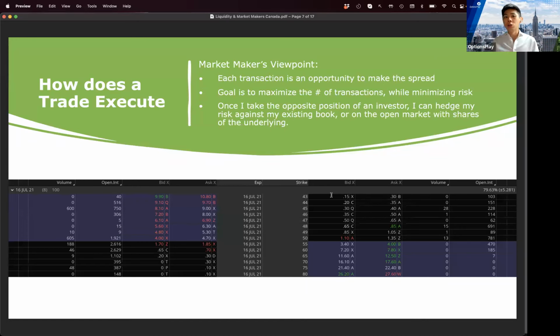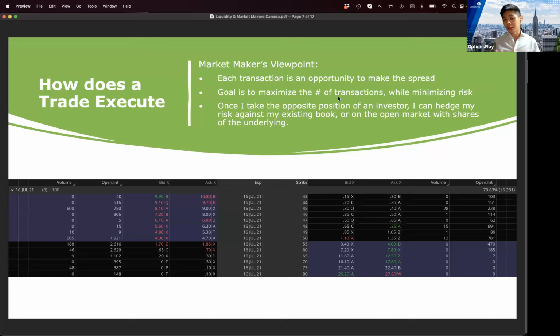Versus you as a trader, you're trying to make money on the trade itself. They're just trying to make the spread. So you're playing two different games, remember, okay? And a lot of investors think that the market maker is playing the same game as you, just on the opposite side of every single trade. And what you'll see here is that couldn't be further from the truth. So their goal is to maximize the number of transactions while minimizing their risk.